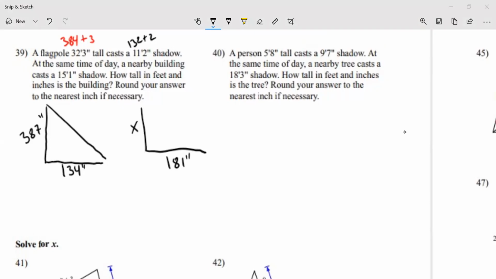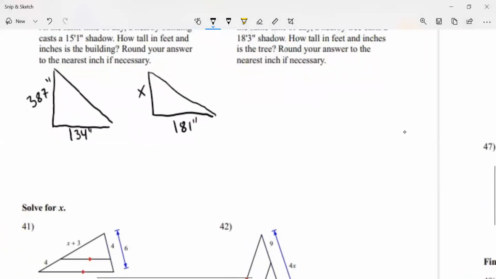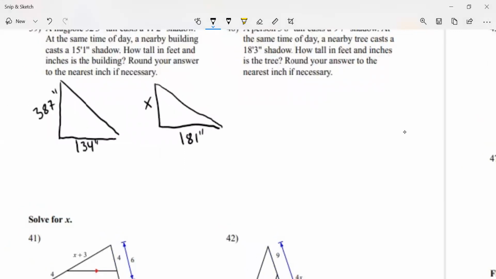Remember, I went 15 times 12, right? 15 feet times 12, so it's 180 inches. That's 15 feet, right? Because it's 15 feet and 1 inch, so 181 inches. So I converted everything to inches.